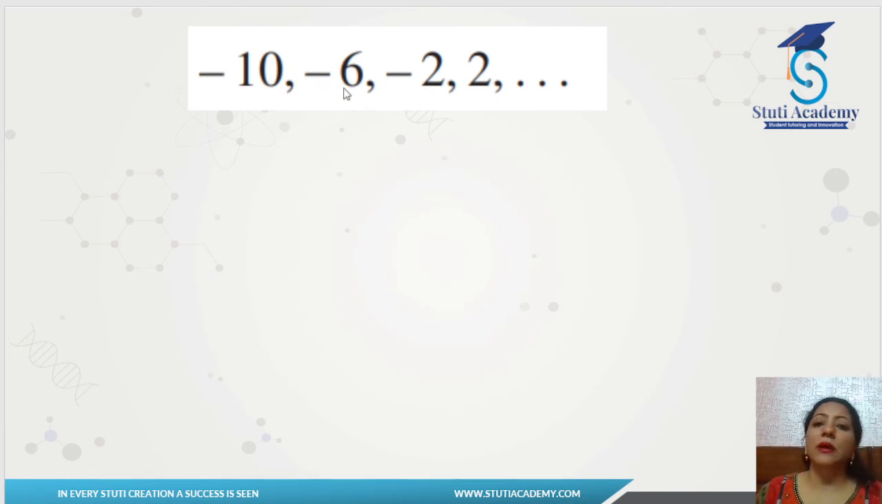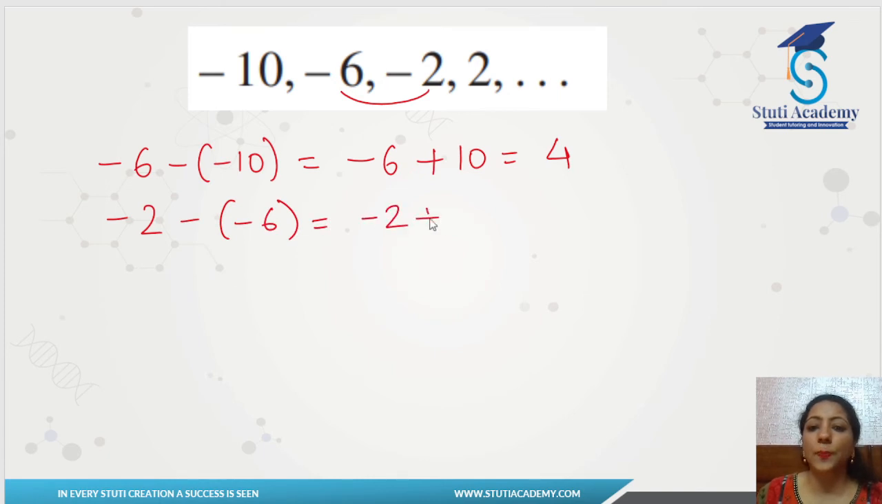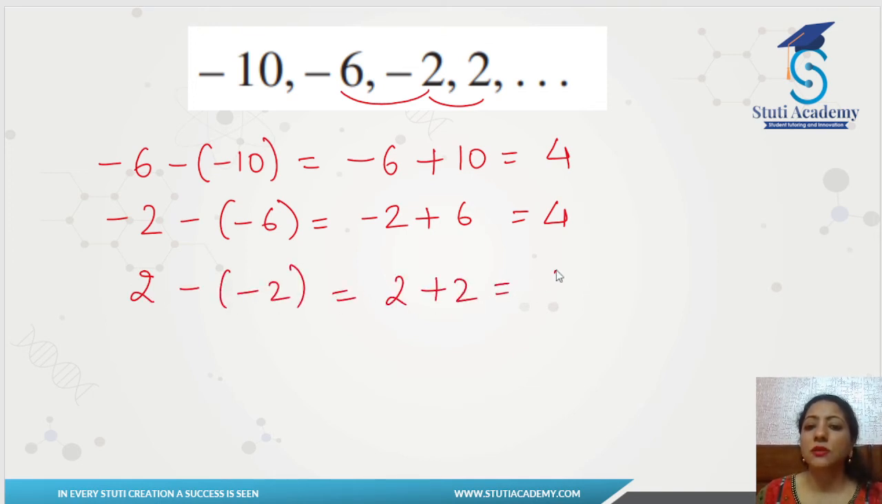Now the next one, we have minus 10, minus 6, minus 2, 2. So please observe, I am actually looking for the common difference here. Let us see whether we have a common difference or not. Minus 6 minus minus 10 will give you minus 6 plus 10, that is 4. Minus 2 minus minus 6, you will get minus 2 plus 6, that is 4. Now solve for the difference here: 2 minus minus 2, that is 2 plus 2, that is 4.